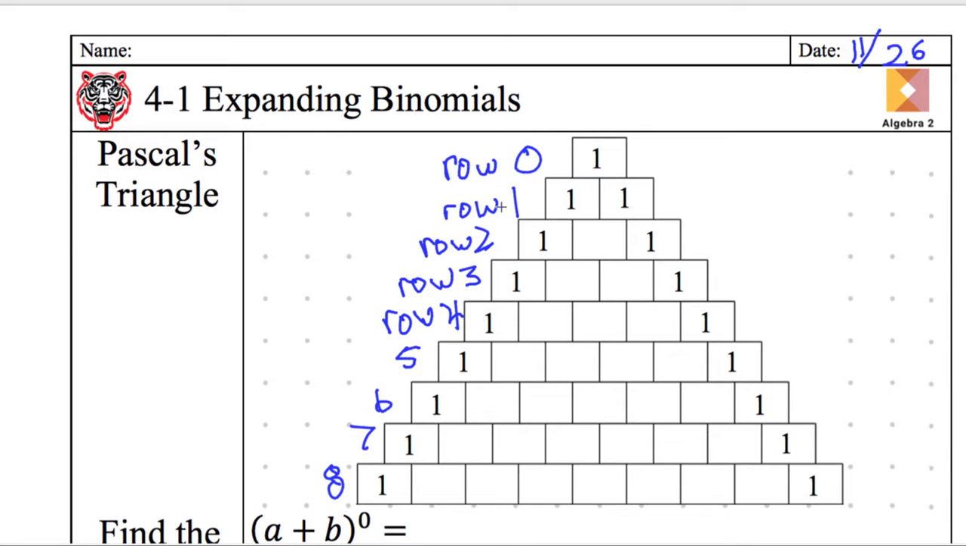You might be asking yourself, why did you start with row 0? That will make sense in a sec. If you already know how to fill in Pascal's triangle, go ahead and do that. And if you don't know how to do it, I'll teach you now.